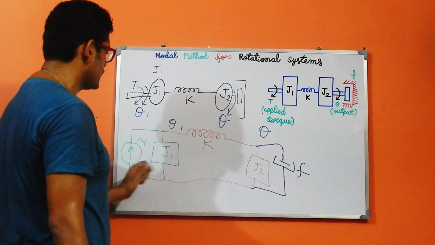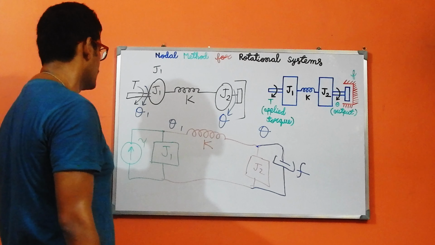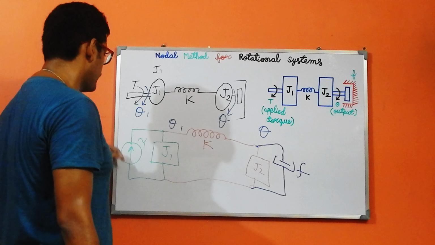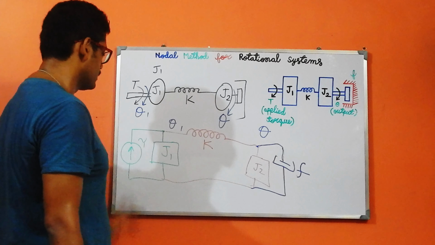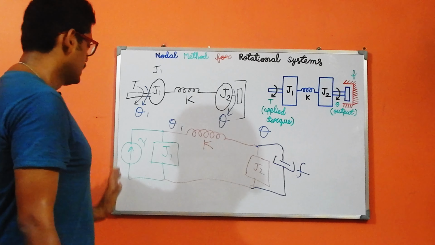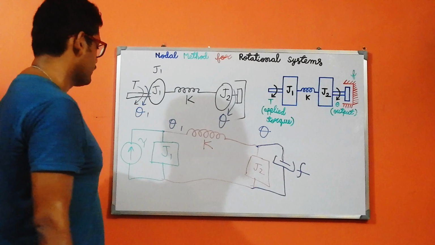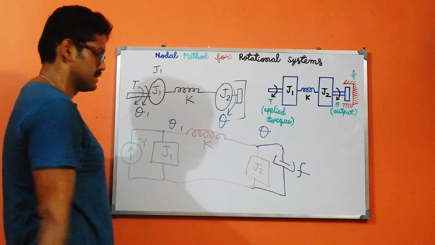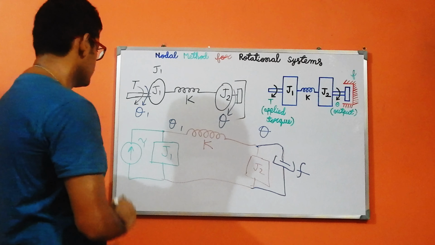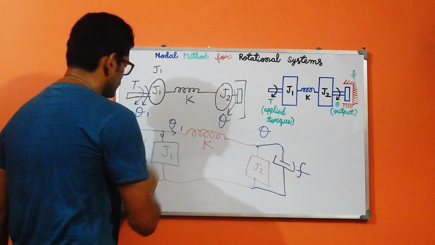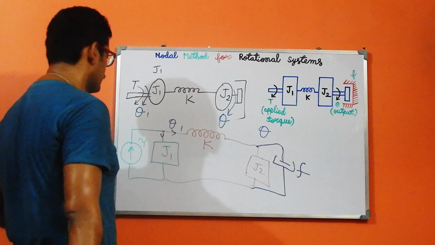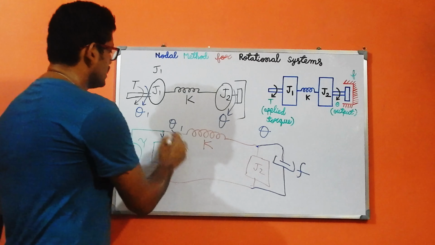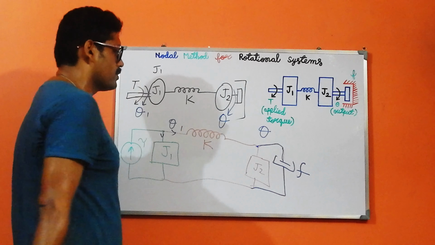So I have drawn that over here, which has been considered as J1, and the torque has been applied over here in this way. I have considered the torque applied in this direction, and these elements are in the opposite direction. So quite naturally these are our resistive torque elements for our given circuit.